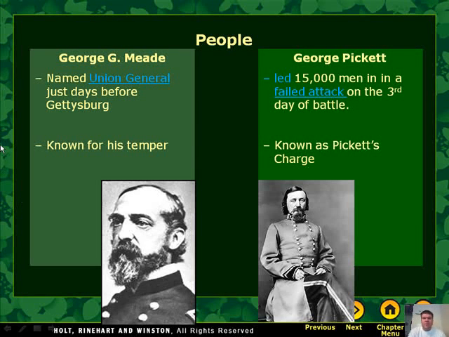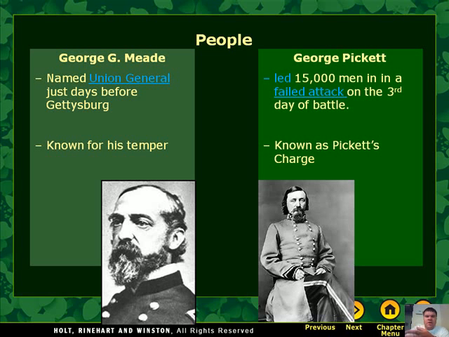Okay. Let's talk about a couple of people from this Battle of Gettysburg. First, the Union general at this time. Hooker is fired after the Battle of Chancellorsville, and the man you see on the left, George G. Meade, is named the Union general just days before the Battle of Gettysburg. He was known for his temper, and he continues to be the Union general for the rest of the war.